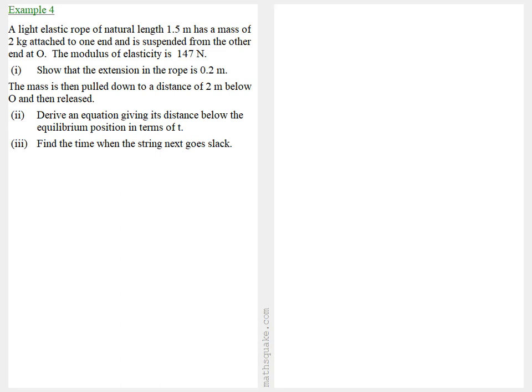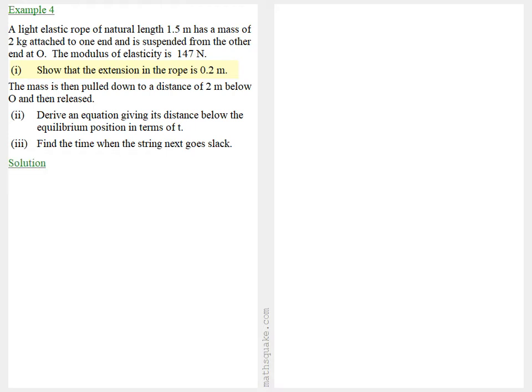Example 4. A light elastic rope of natural length 1.5 meters has a mass of 2 kilograms attached to one end and is suspended from the other end at O. The modulus of elasticity is 147 newtons. In part 1, we're asked to show that the extension in the rope is 0.2 meters.